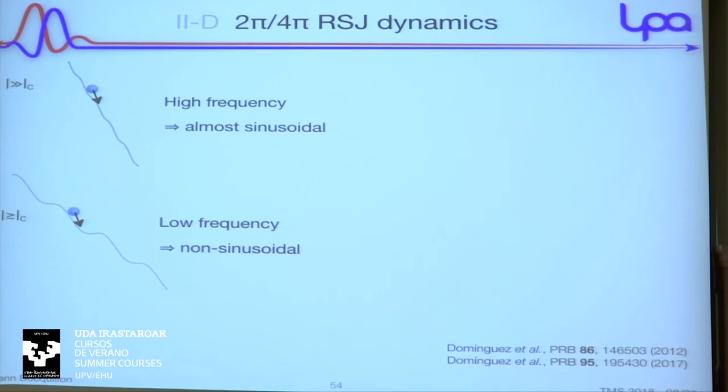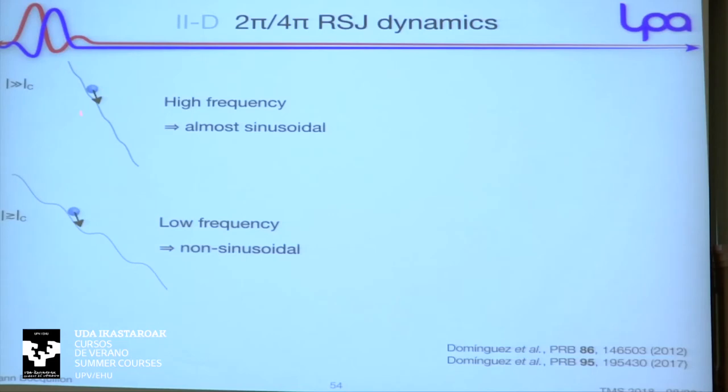And you could even expect, and this is the case in our device, that you have many more 2-pi periodic states than 4-pi periodic states. So you would typically expect that the junction behaves most of the time just as a standard 2-pi periodic device. And this is actually the case for the high frequency regime. But it's not the case for the low frequency regime, thanks to the nonlinearity of the Josephson equation. So let me try to explain.